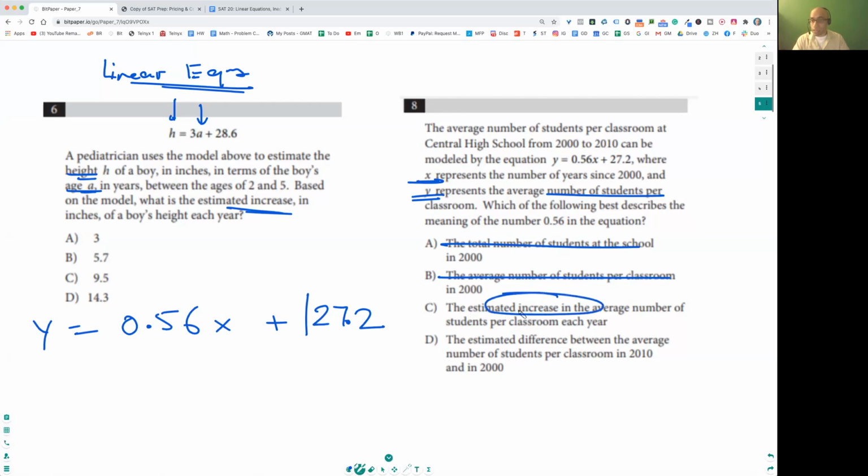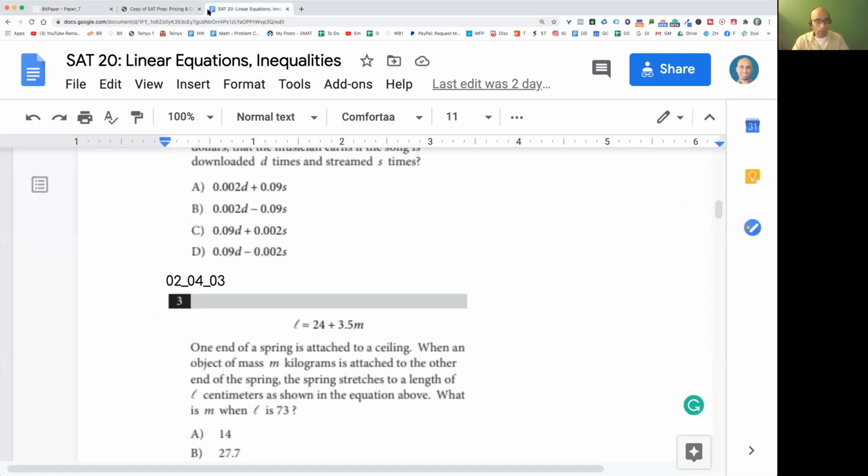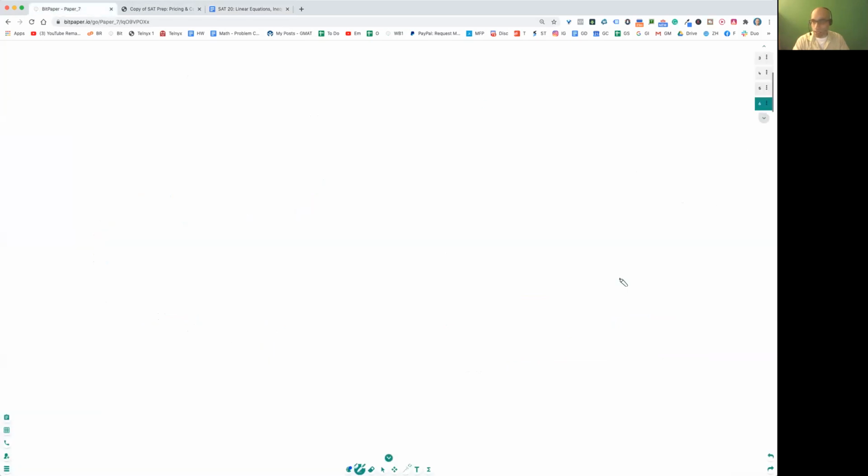So the increase, the estimated increase is right over here, and then the difference is this is just useless, right? So that's C. Okay. So easy. Well done. Well done. Well done. All right. Let's move on now to the next problem here.